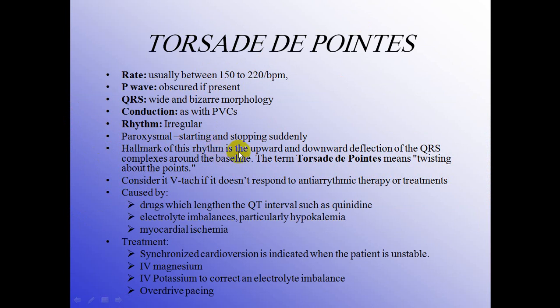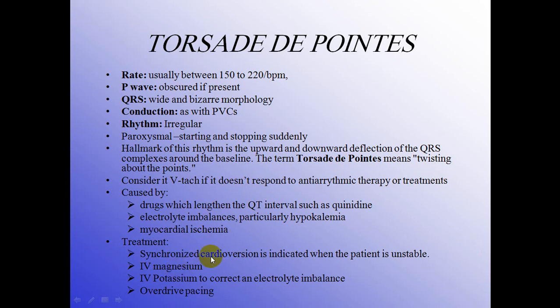The hallmark of this rhythm is upward and downward oscillating deflection of the points of the QRS complex around the baseline. The term torsades de pointes means twisting about the points. Consider it ventricular tachycardia if it doesn't respond to antiarrhythmic therapy. It is caused by drugs which prolong the QT interval, or an already prolonged QT interval, such as quinidine, hydroxychloroquine, electrolyte imbalance, particularly hypokalemia, and myocardial ischemia.